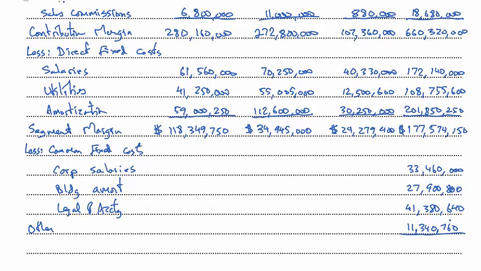Okay, so subtracting from the 177, each of these gives us a net income at the end of the day of $63,491,950. Net income. All right, so that answers requirement number 1.